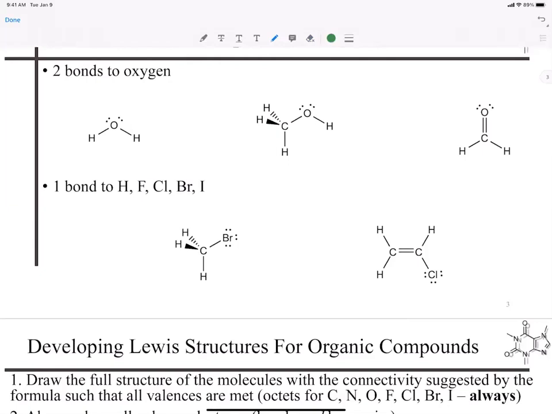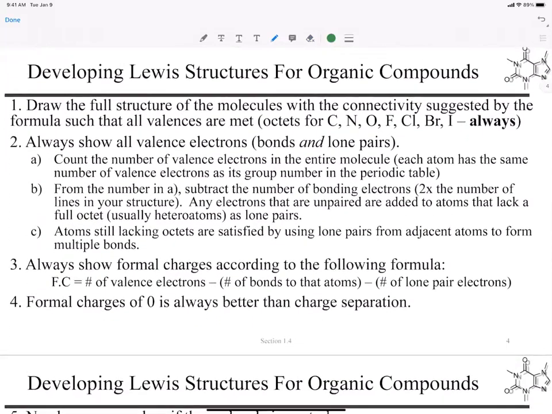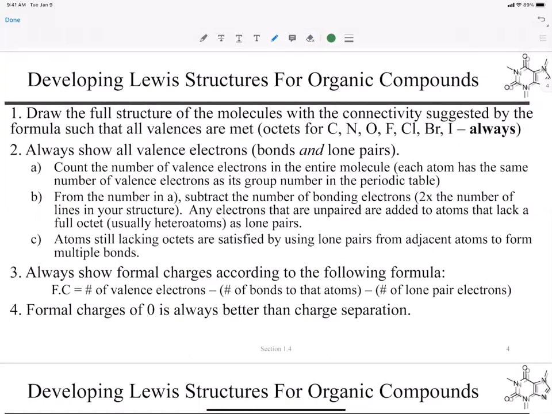And so basing this on the valencies of these different elements, we can now develop what we call Lewis structures for these organic compounds. This should hopefully be a review from your first year chemistry. Here is a list of instructions or steps to follow in order to develop Lewis structures. But what's important here is that you have a good handle on being able to draw Lewis structures quickly and, obviously, correctly. This is where we start.